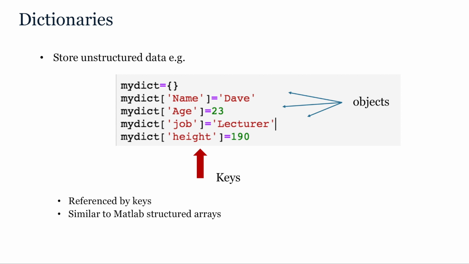There are several different styles of syntax for creating dictionaries, so this is one example. So you can create an empty dictionary using the syntax of the curly brackets. To create new key lookup pairs, we call the dictionary and create a key name indicated within the square brackets. So here I have my dictionary, square brackets, and I've created a key which I've called name. I then assign a variable, string, Dave. So here, name, age, job, and height are all keys, and Dave, 23, lecturer, and 190, they are the objects that we've assigned to these keys.